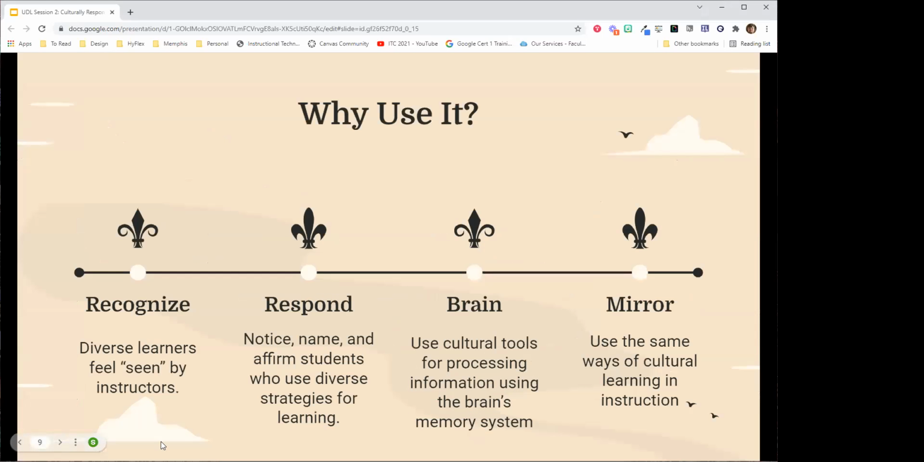So next slide. Here we go. So why we use it. When we're looking at it and thinking about recognizing, we need to understand that these diverse learners need to feel seen by the instructors.